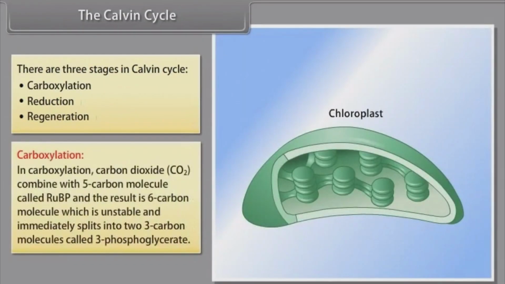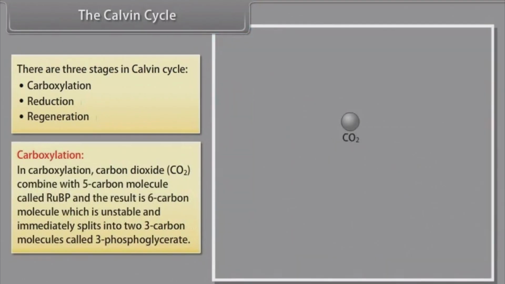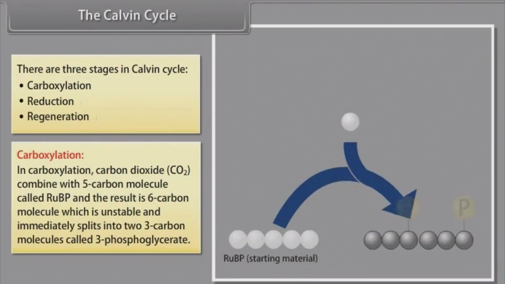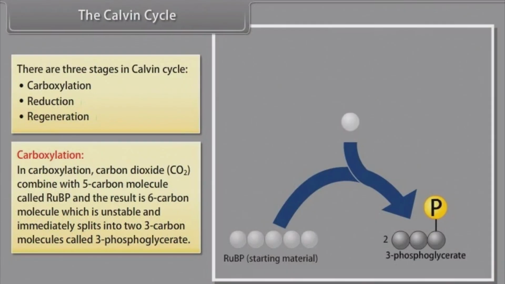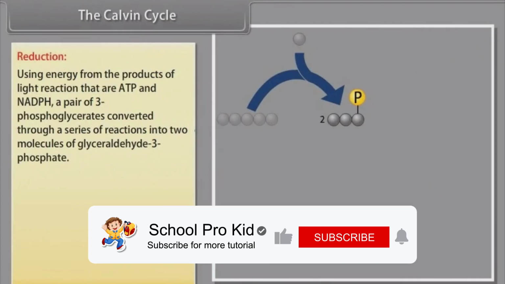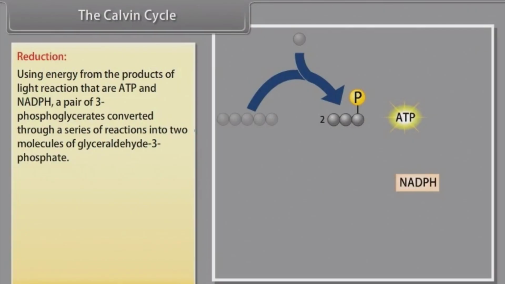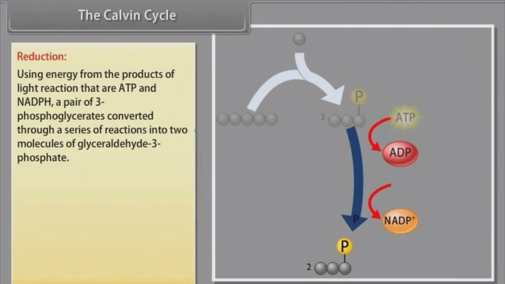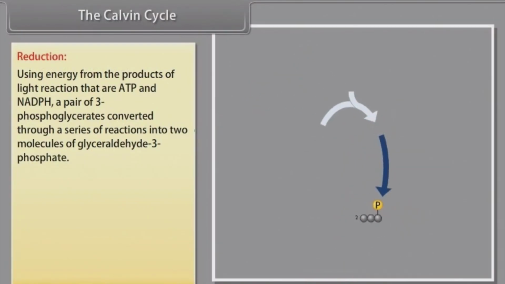Carboxylation. In carboxylation, carbon dioxide, CO2, combines with the 5-carbon molecule called RuBP, and the result is a 6-carbon molecule, which is unstable and immediately splits into 2 3-carbon molecules called 3-phosphoglycerate. Reduction. Using energy from the products of light reaction, that are ATP and NADPH, a pair of 3-phosphoglycerates is converted through a series of reactions into 2 molecules of glyceraldehyde 3-phosphate.